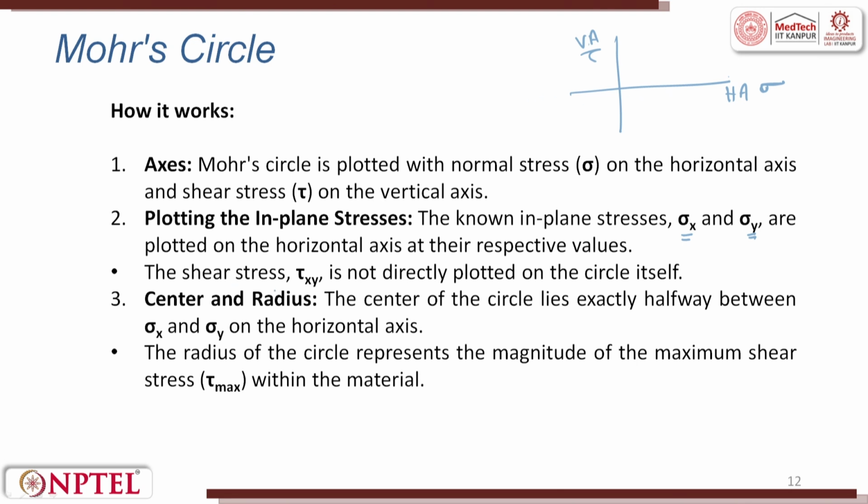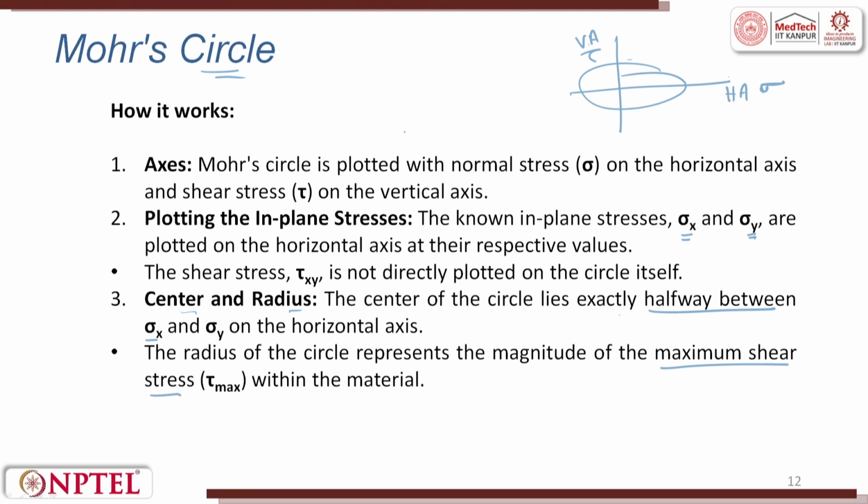The shear stress tau xy is not directly plotted on the circle itself. Center and radius. The moment you say Mohr's circle, there has to be a circle, right. So, a circle should have a center and a radius. The center of the circle lies exactly halfway between sigma x and sigma y on the horizontal axis. The radius of the circle represents the magnitude of the maximum shear stress within the material.